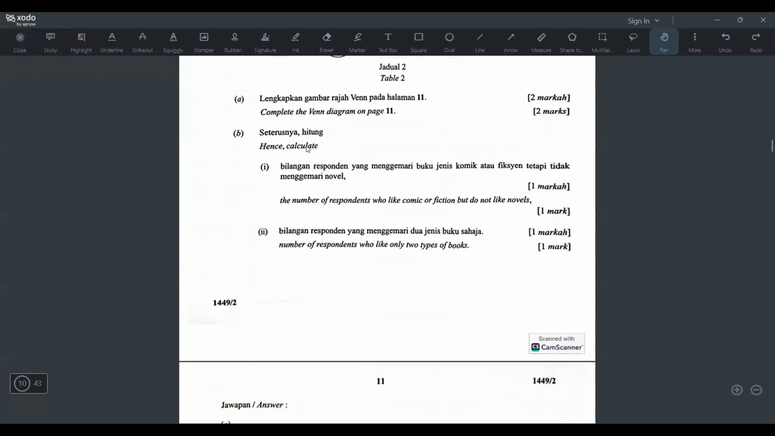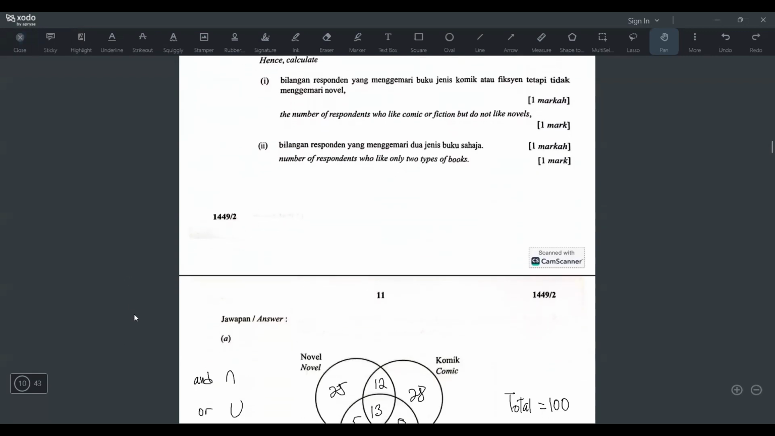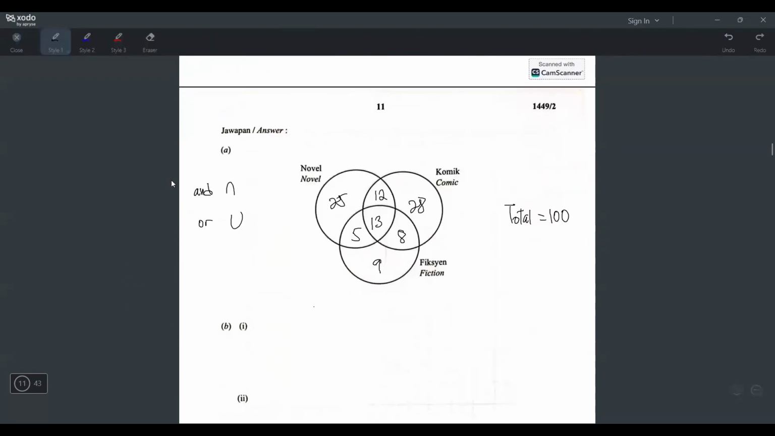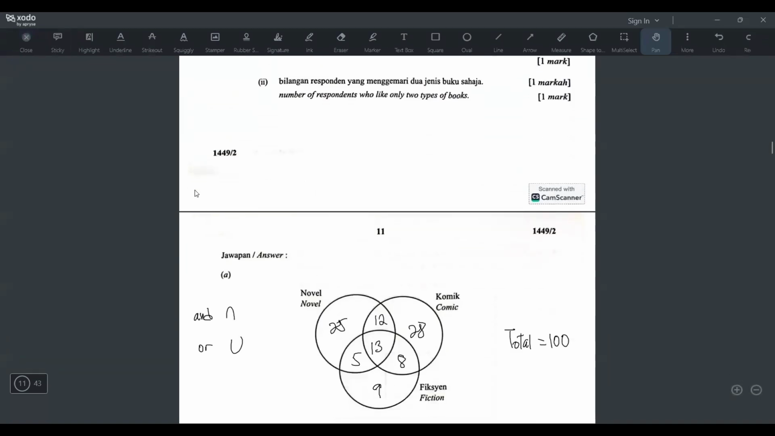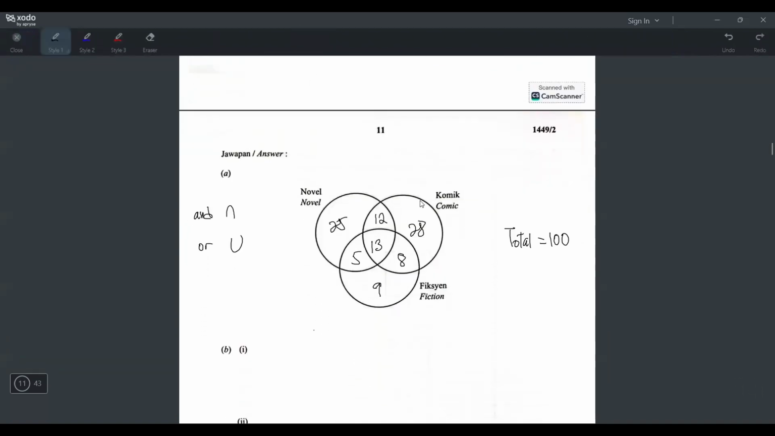What about B? Hence, calculate number 1, the number of respondents who like comic or fiction, but do not like novels. It means comic or fiction. Comic or fiction. Okay, so number 1, let's see, comic or fiction, but do not like novels. So, comic or fiction, right? Or means union, right? So we take all, right?